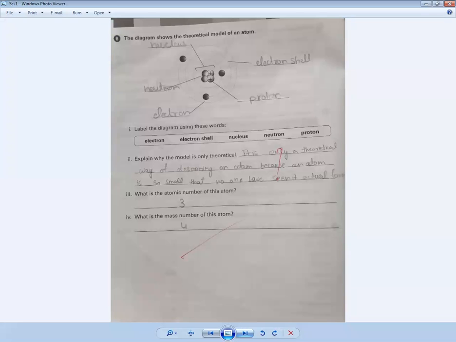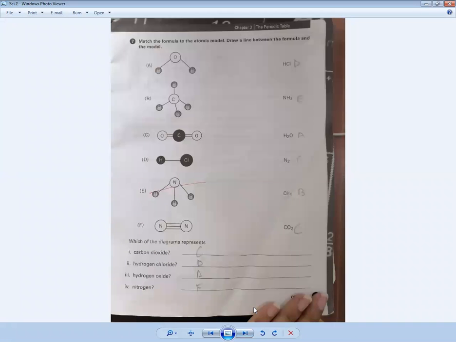Now we will come to the next page. You can see on the screen, this is question number 7. Match the formula to the atomic model. Draw a line between the formula and the model.